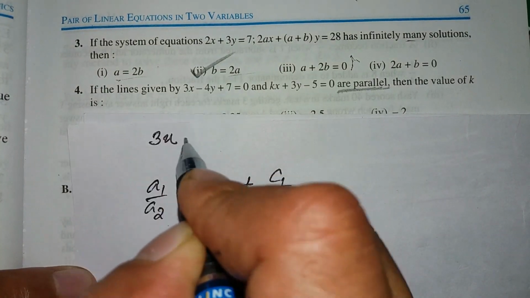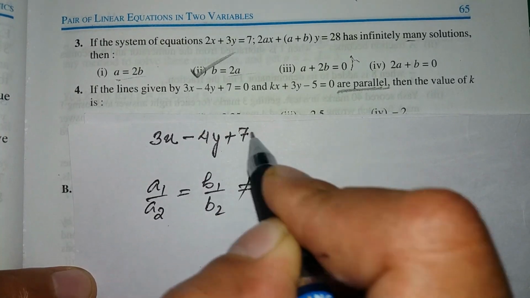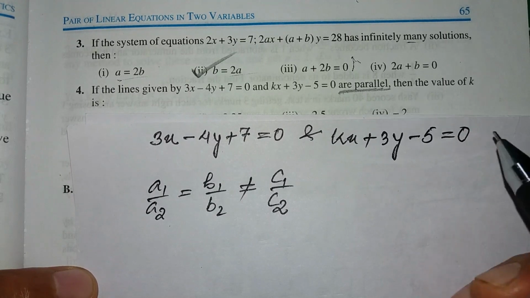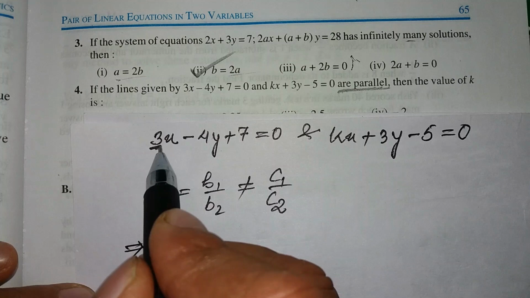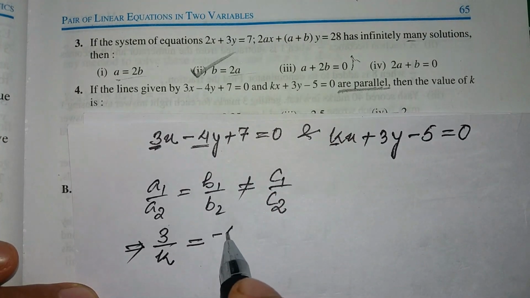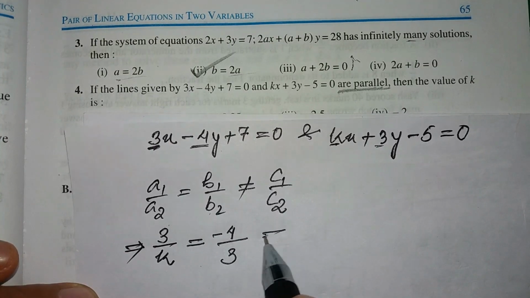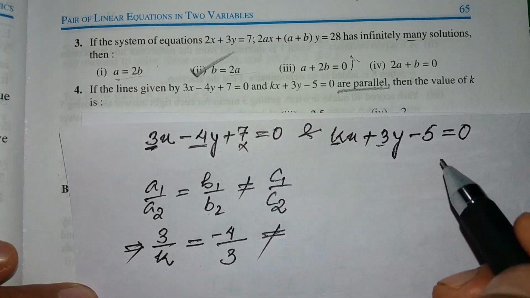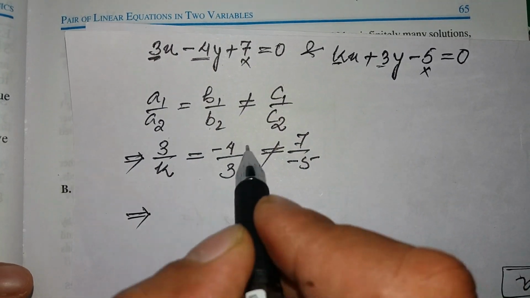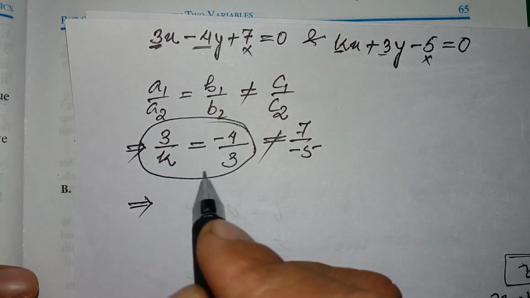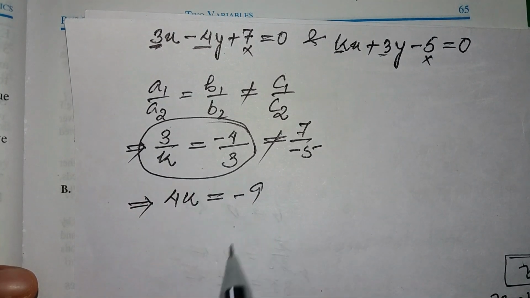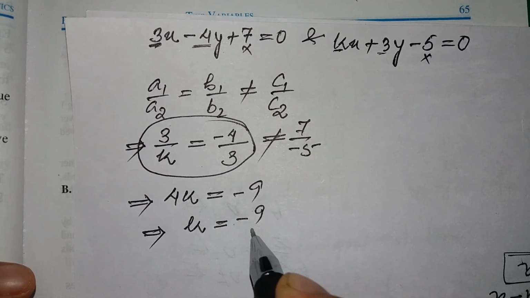Now the two equations given here are 3x minus 4y plus 7 is equal to 0 and kx plus 3y minus 5 is equal to 0. Here a1 is 3, a2 is k, so 3 by k, and b1 is minus 4 and b2 is 3, and this is not equal to c1 by c2. c1 is 7 and c2 is minus 5, so 7 by minus 5. Now we are going to find the value of k, so we will take the first two and cross multiply. So k into 4 is 4k, and 3 into 3 is 9, so we get 4k is equal to minus 9. Now k is equal to minus 9 by 4.